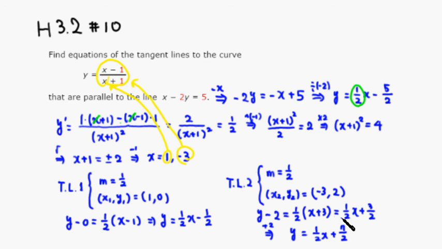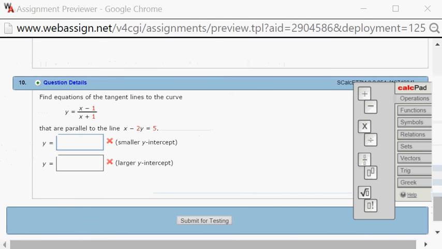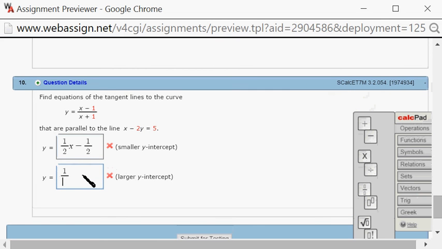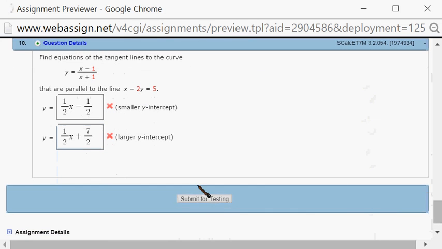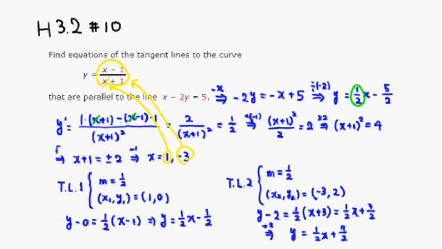Alright, so let's type this in. We got y equals 1/2 x minus 1/2, and the other one is y equals 1/2 x plus 7 halves. Let's submit for testing. It came back and looks like we got this one correctly. That's it. I hope that this was clear.